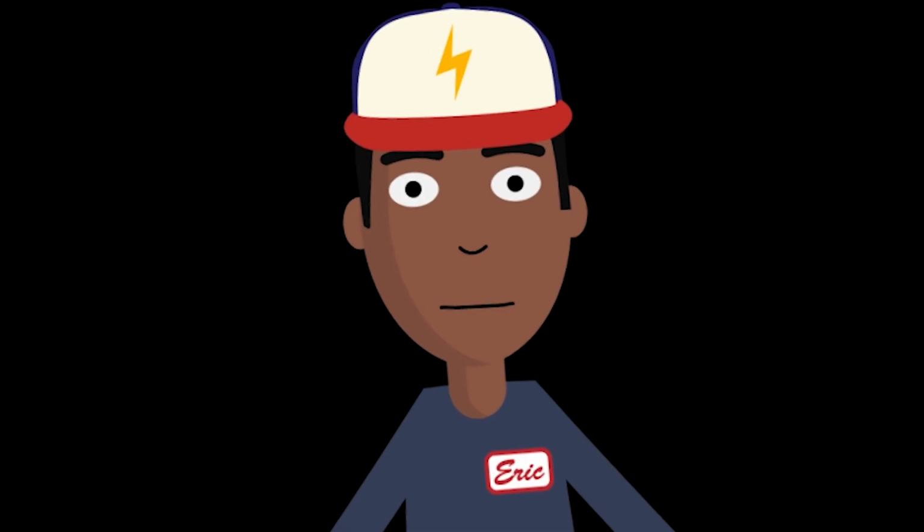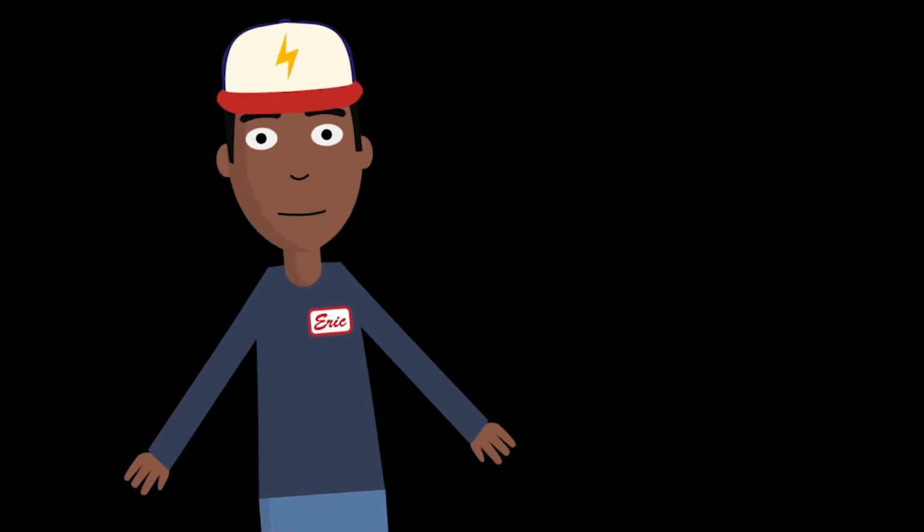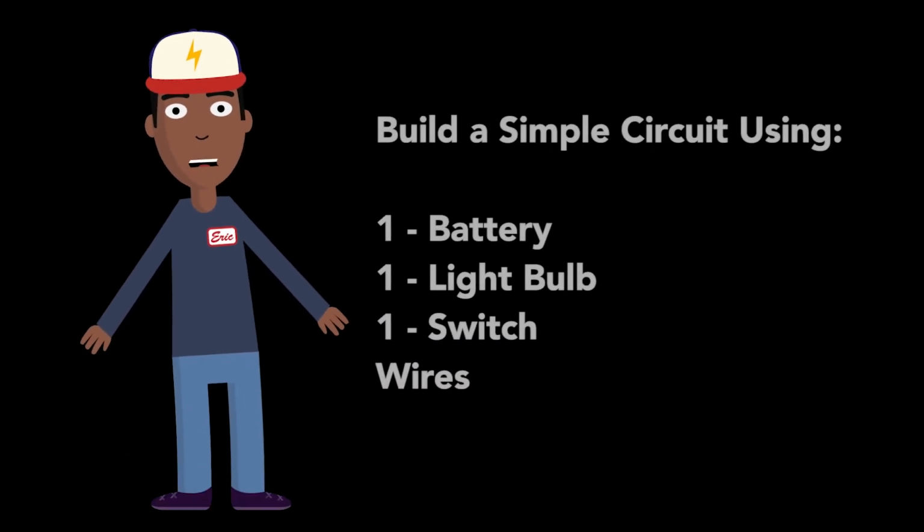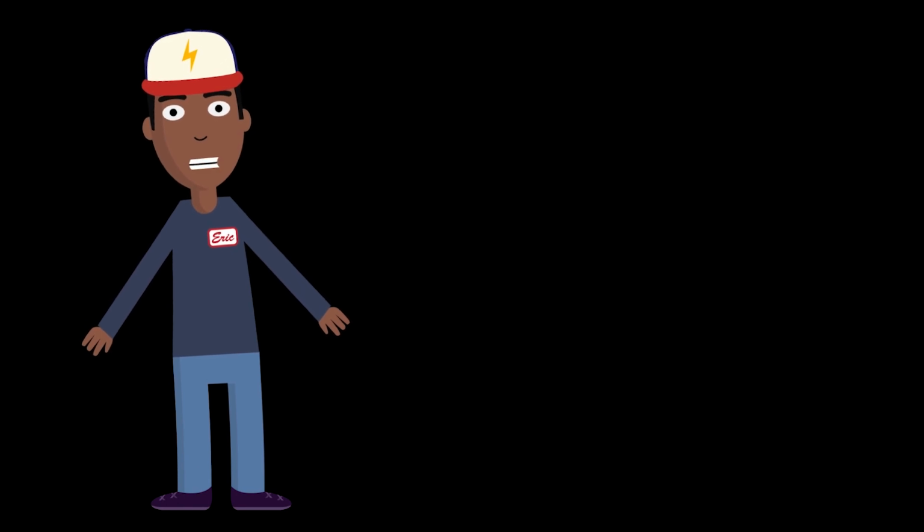Alright, you're ready to go! Here's the first challenge. Build a simple circuit using one battery, one light bulb, a switch, and wires. When you're ready, click the small X in the top right hand corner of this video box and get started.